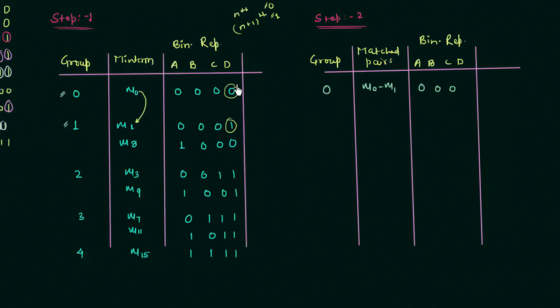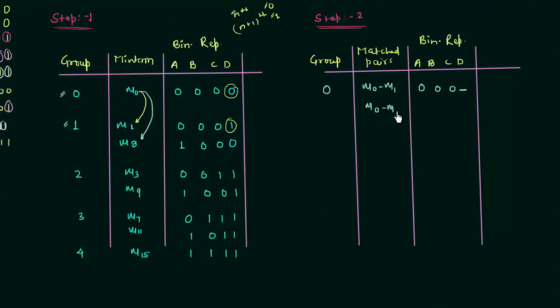Now what about D? For D, we are not going to write 0 or 1, but we will write an underscore. This shows that D is eliminated. Now we will compare M0 with M8, because we have to compare each and every min term of the nth group with the min terms of the n plus 1th group. And when we compare M0 with M8, we can see B, C, D are 0, but A is 0 and 1. So this is again a matched pair.